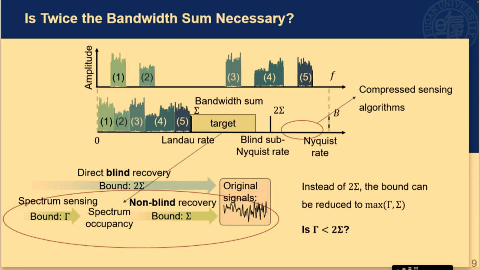spectrum. If sensing spectrum occupancy requires less than twice the bandwidth sum, then the two-stage recovery becomes an easier path, and the traditional sampling requirement isn't always necessary. In the following, we will show that with the power of deep learning, faithful sampling is possible below twice the bandwidth sum.